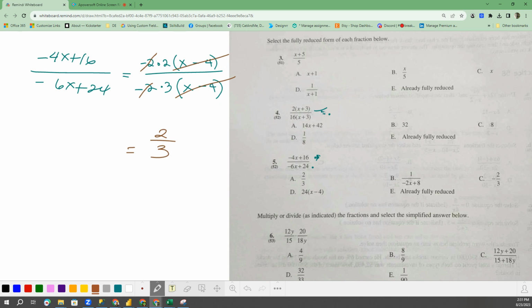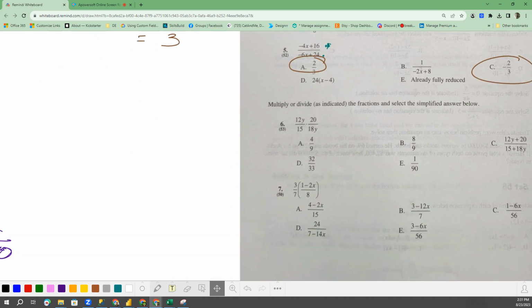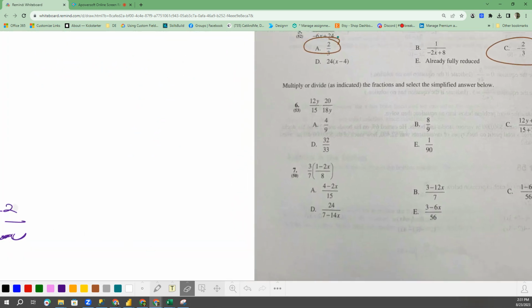Okay. Now you kind of need to be really careful with the sign because look, you have a 2/3 here. You also have a negative 2/3 here. So it's easy to miss these types of problems. You need to take note of your signs.